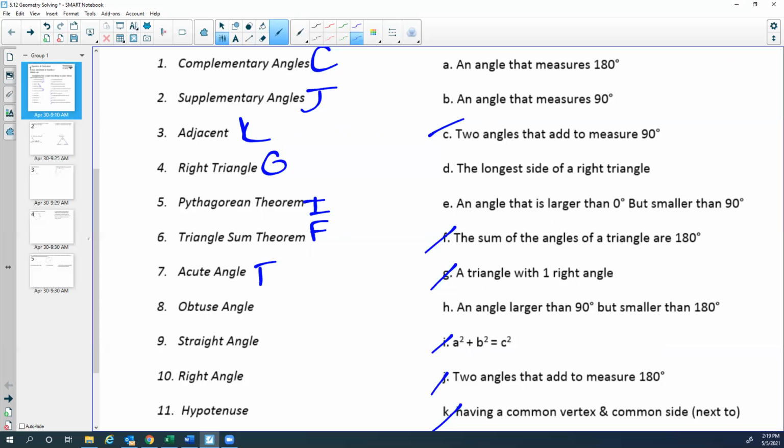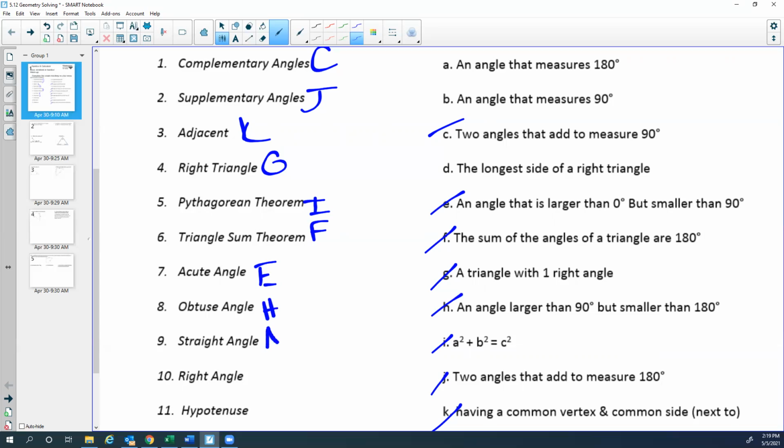Acute angle is going to be E, an angle that is larger than 0 degrees but smaller than 90 degrees. Obtuse angle is going to be H, an angle that is larger than 90 degrees and smaller than 180.